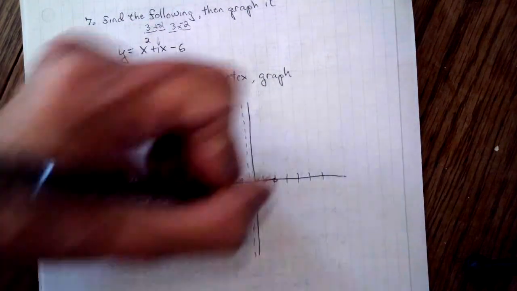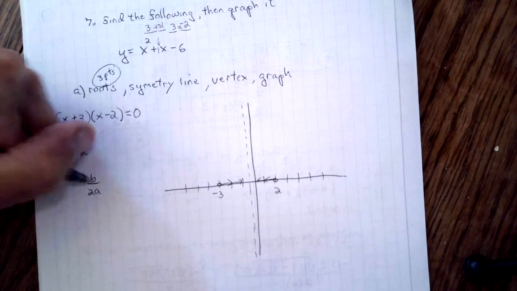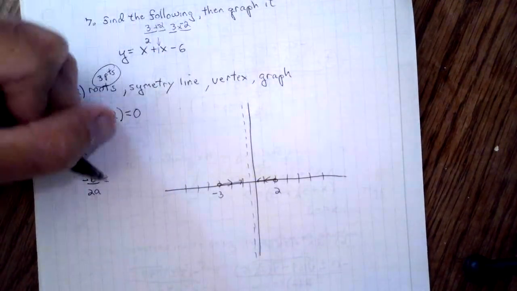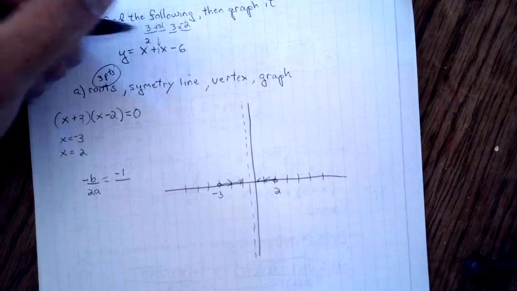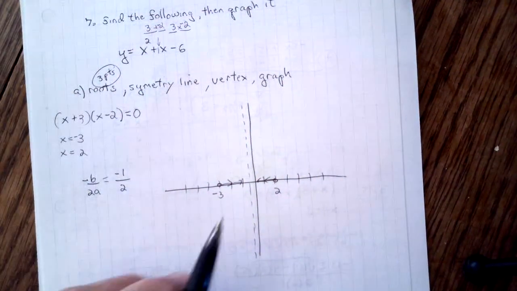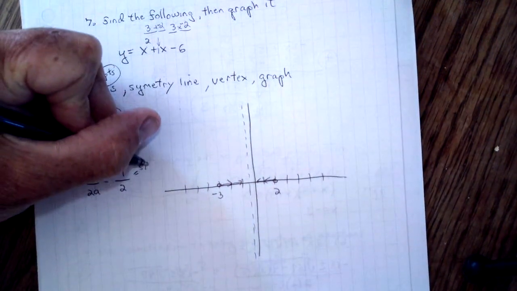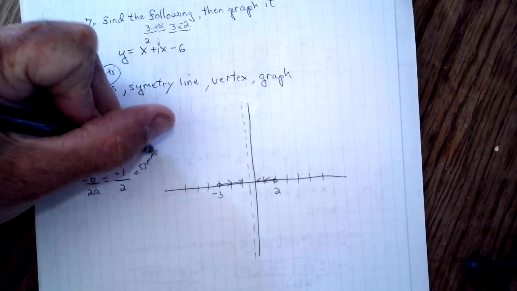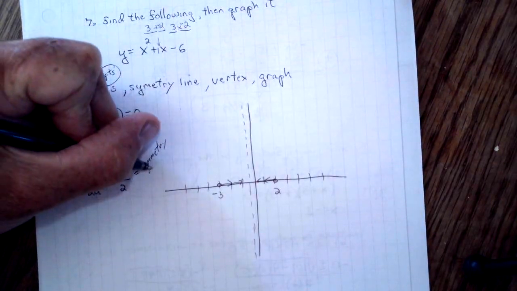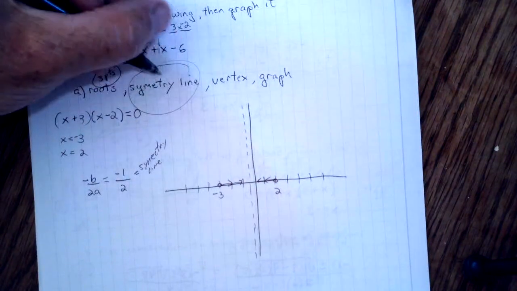Another way to look at it is negative b over 2a is the symmetry line. Well, negative b is negative 1 over 2a, where a is 1, so negative 1/2. Hey, looky there, that's the symmetry line. Okay, so that's the second 3 points.